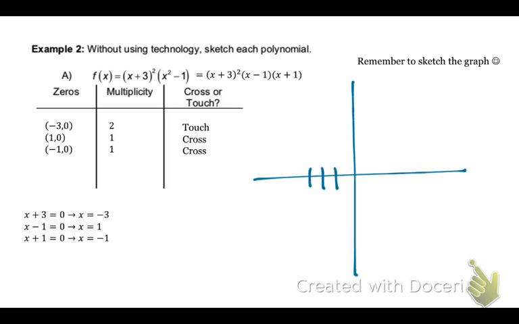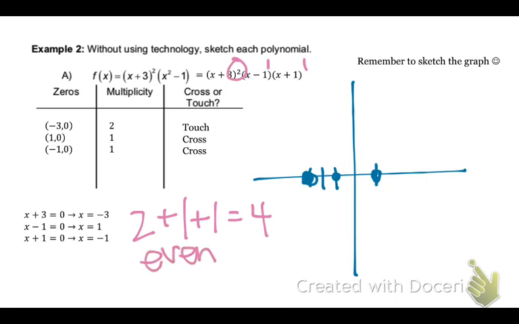So, sorry, let's graph this again. Negative 3, 0, 1, 0, negative 1, 0. We need to look at our exponents here to figure out if this is even or odd. So we have 2, we have 1, and 1. That's going to be 2 plus 1 plus 1, which equals 4. There's not a negative out front, so this is even, and it is positive. Even and positive means that both sides are positive.